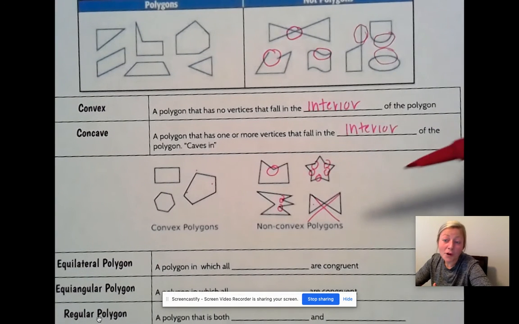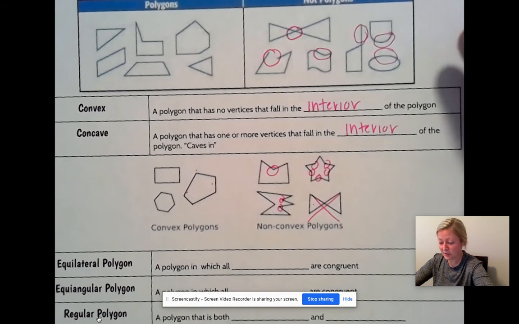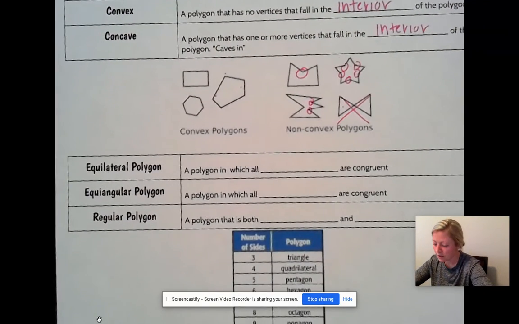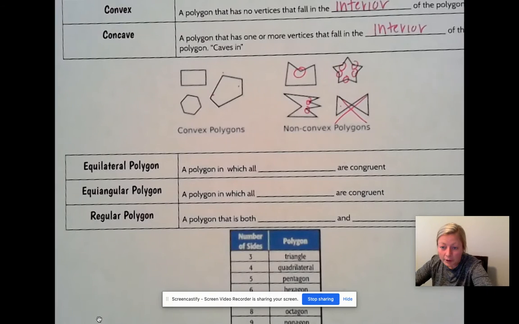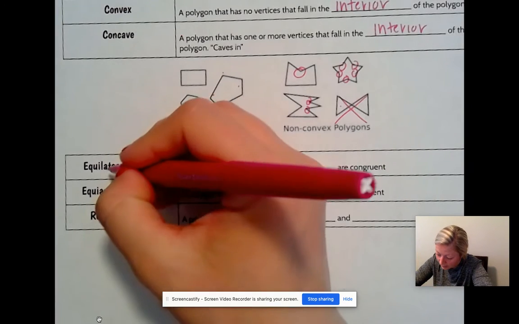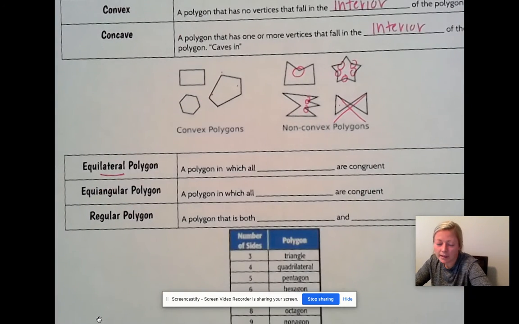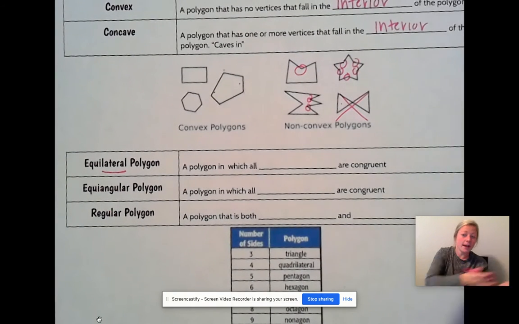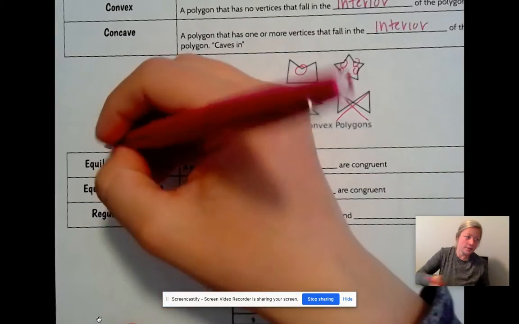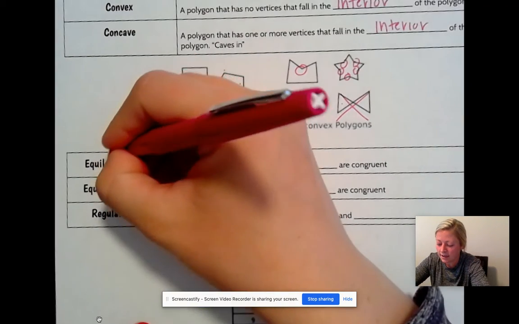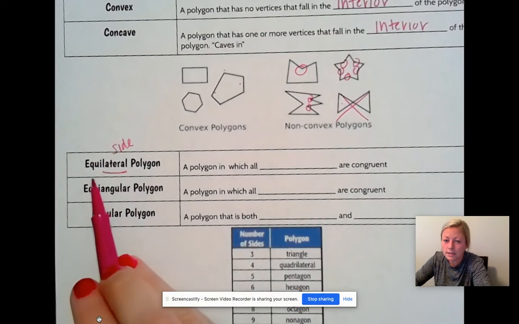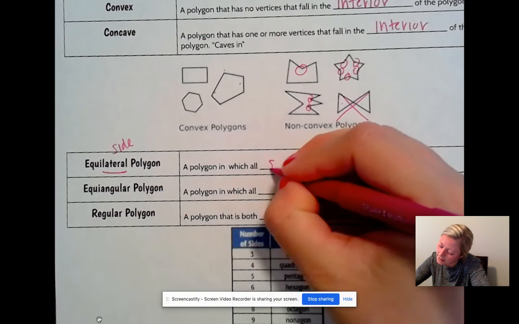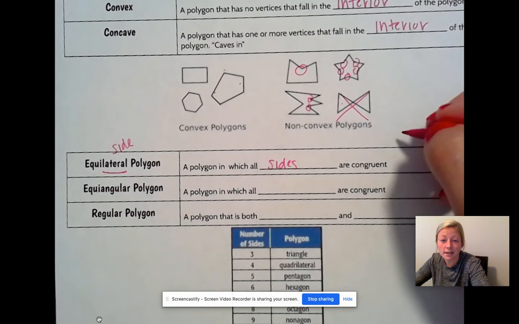And now we have even more ways to classify a polygon. It just keeps going. So many new words, but I think you know these words, actually. Equilateral polygon. Do you see the word lateral? Does anyone know what lateral means? If you're a football person, a lateral pass is to the side, like you throw it to your side. So this means side. This literally means equal sides. A polygon in which all sides are congruent. All your sides are the exact same length.